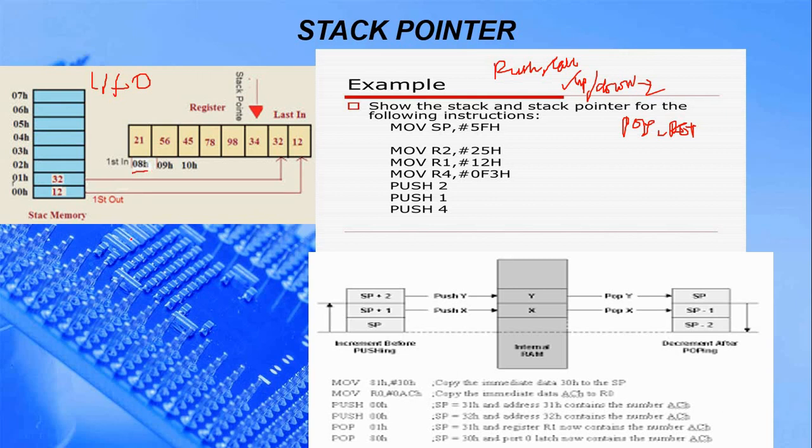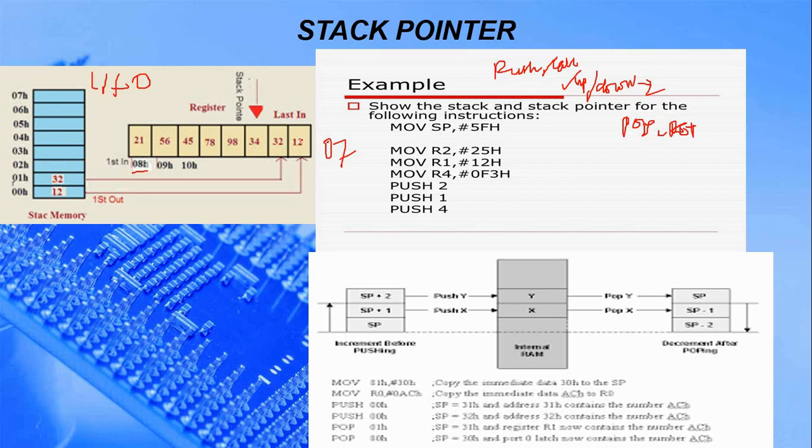For every reset, the stack pointer will reset at address 07H only. So all the data will be stored from 08. This is the first data I have stored in my register, 21. The next data is 56. The next data is 45, 78, 98, 34, 32 and 12. It is an 8-bit register, right? So we have 8 bits here.